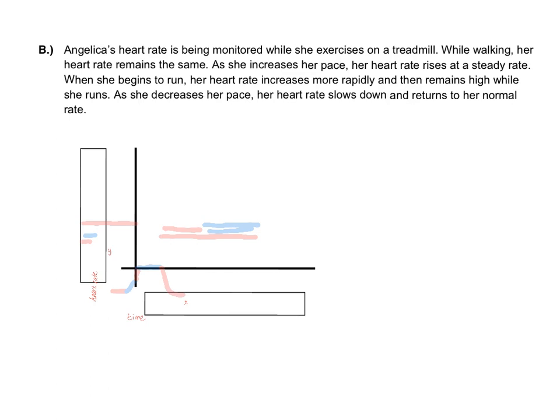Now this graph is actually continuous despite the fact that I picked up my pencil while I was highlighting the vocabulary, but really you don't need to. It remained the same, rose at a steady rate, increased more rapidly, remains high, and then slows down and returns to normal. That is a continuous graph.